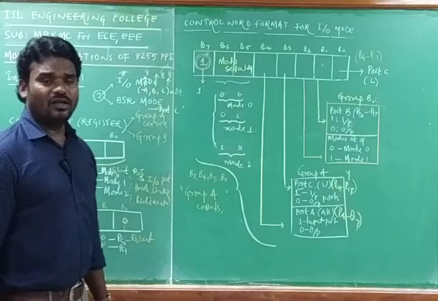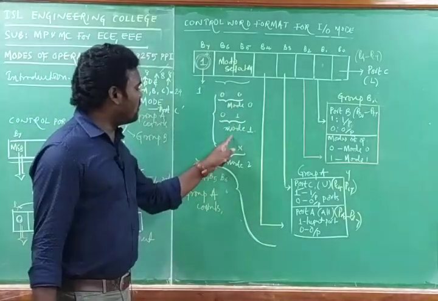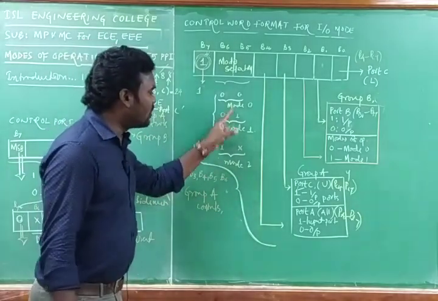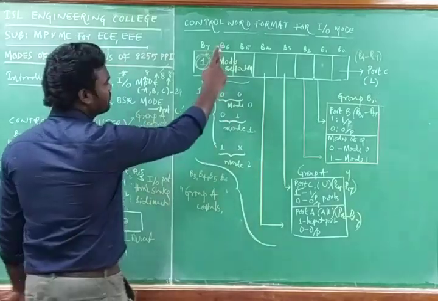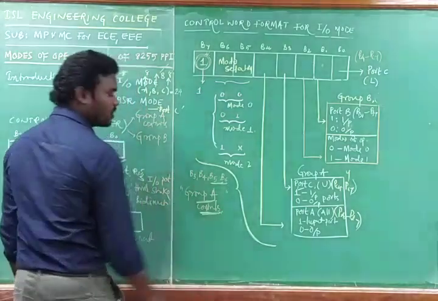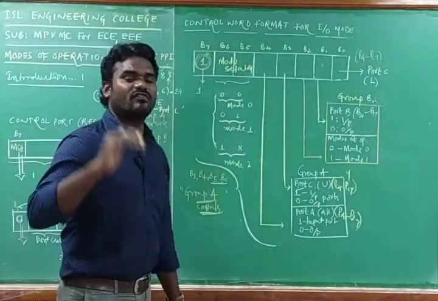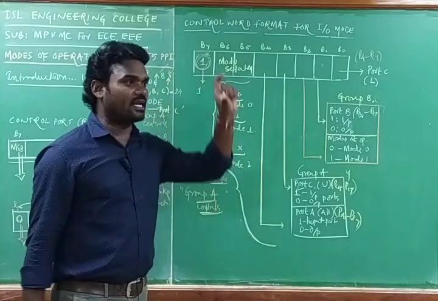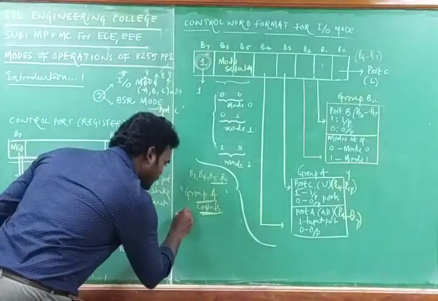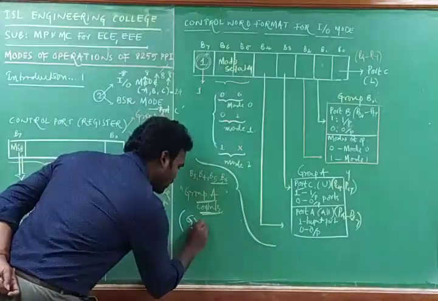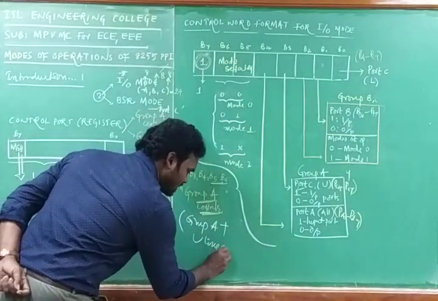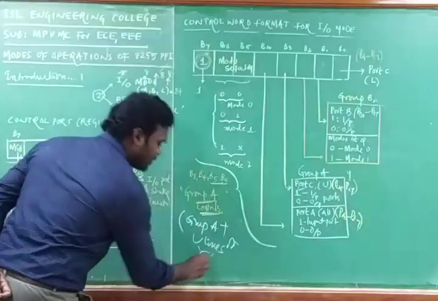Here we may have the question: mode 0, mode 1, mode 2, but which port signals are selected to operate in mode 0, mode 1 and mode 2? During this, B6 and B5 group A controls. In the architecture of 8255 we have the two controls, that is group A control and group B control. Group A controls will have the signals, that is group A plus the upper lines of group C, or port C.